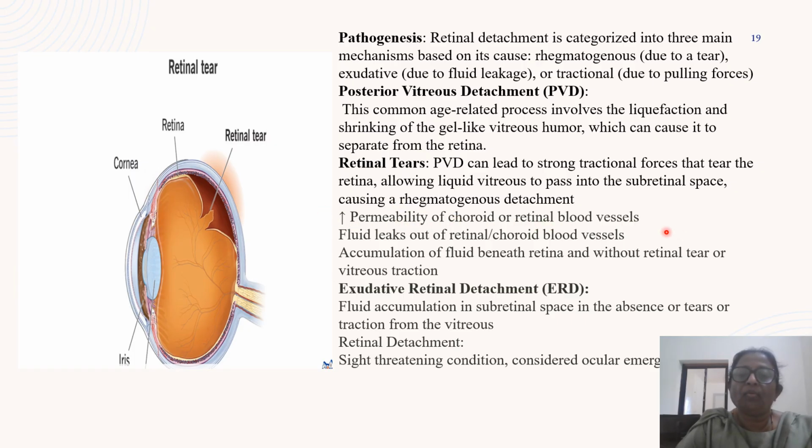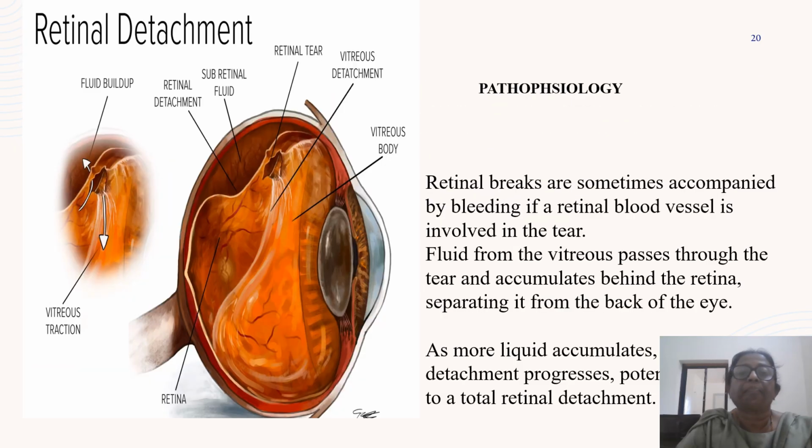Increased permeability of the choroid or retinal blood vessels. Fluid leaks out of retinal or choroid blood vessels. Accumulation of fluid beneath the retina, without retinal tear or vitreous traction, then causes exudative retinal detachment. Fluid accumulates in the subretinal space in the absence of tears or traction from the vitreous. Retinal detachment is a sight-threatening condition considered an ocular emergency.